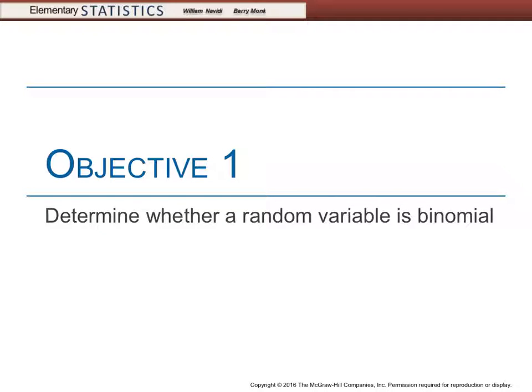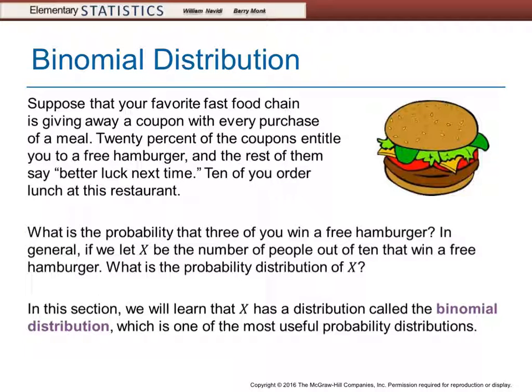Objective 1. Determine whether a random variable is binomial. Suppose that your favorite fast food chain is giving away a coupon with every purchase of a meal. 20% of the coupons entitle you to a free hamburger, and the rest of them say better luck next time. 10 of you order at lunch at this restaurant. What is the probability that 3 of you win a free hamburger?